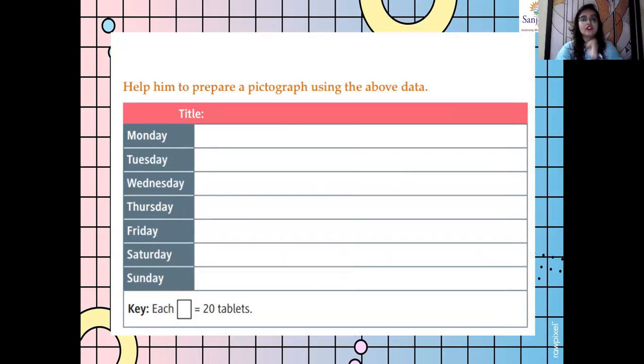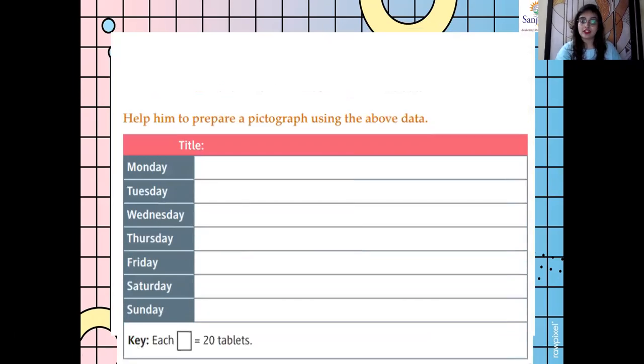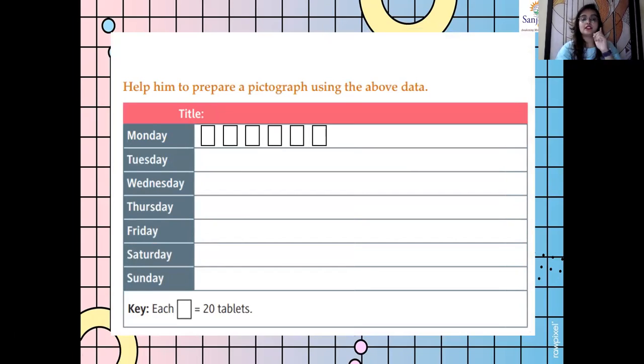Now children, whenever you draw any pictograph, there is a key. Always for a symbol, a key is used. Can you see it here down? It is written there, key. This rectangle shape represents 20 tablets. So each shape is for 20 tablets. How many were sold on Monday? Monday, 120 were sold. So 120 divided by 20, how many shapes will you draw? 6. 1, 2, 3, 4, 5, 6.